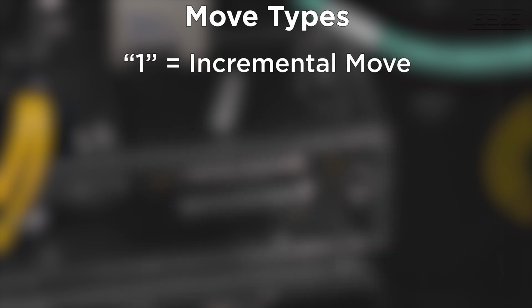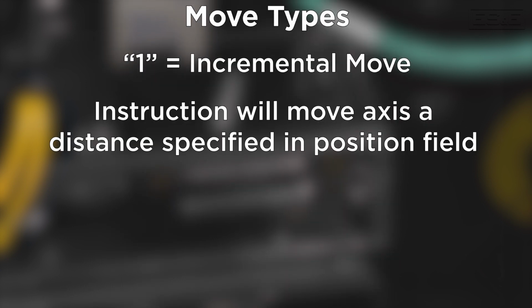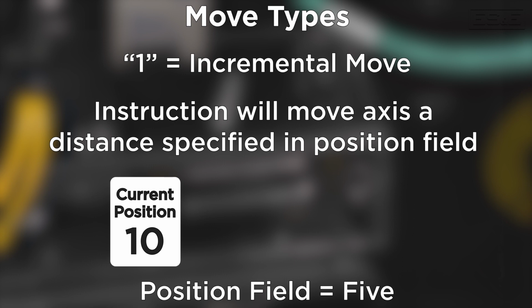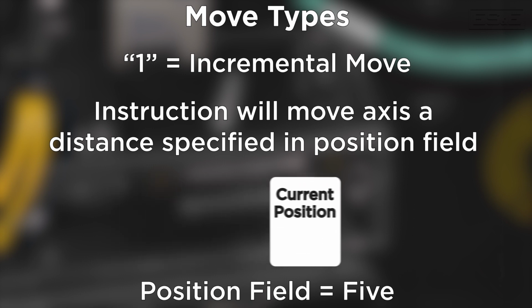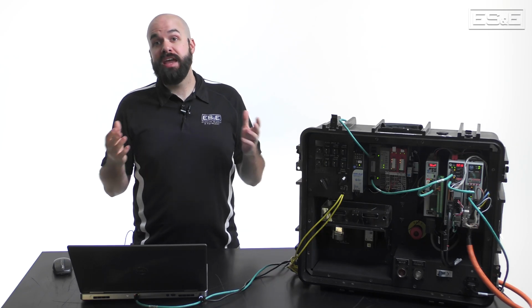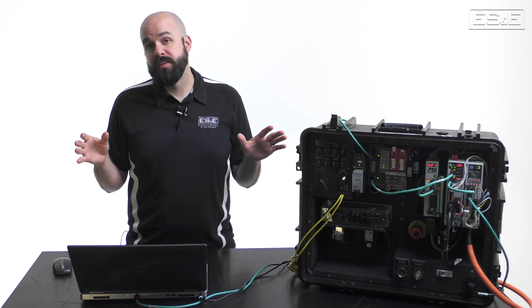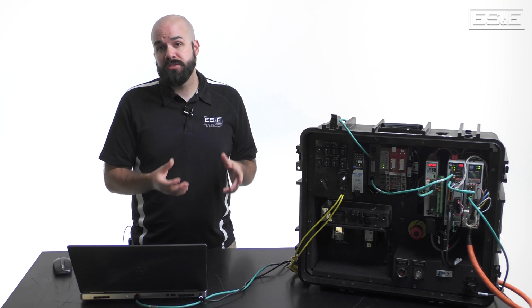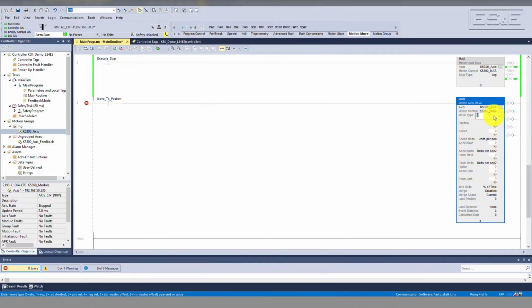1 means incremental move. This means that the instruction will move the axis a distance specified by the position field and referencing the current position. For example, if the current position is 10 and the position field has a 5 in it, then the axis will move 5 units and the final position will be 15. There are several other more advanced options that are beyond the scope of this video. For more information about how to use these options, you can consult the instruction help file. We will select 0 for an absolute for this example.